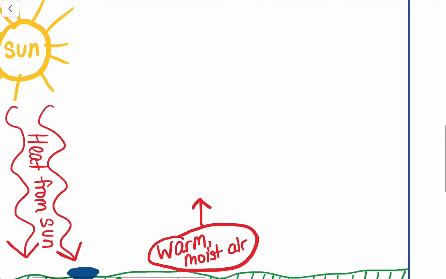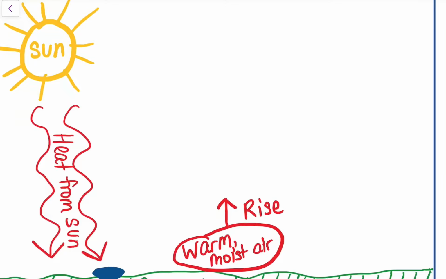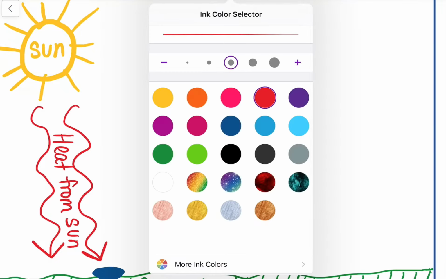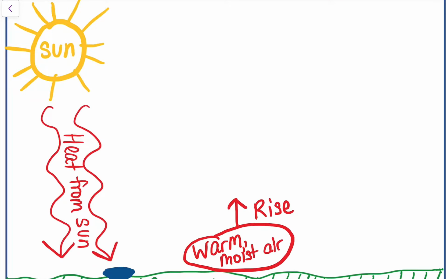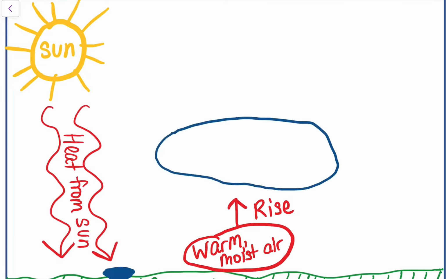So that warm, moist air is going to start to rise in the atmosphere. And when it rises, it's going to start to expand. And that's part of our recipe for a cloud. So we want to show that our container of air got bigger. Expanding means to get bigger. So the warm, moist air rises and it gets bigger. We call that expansion.